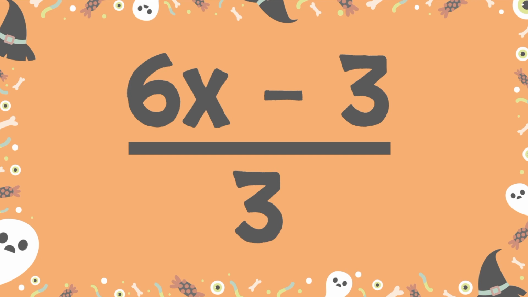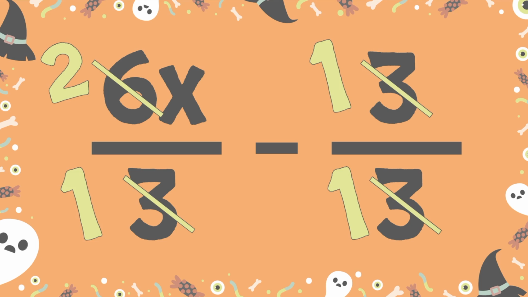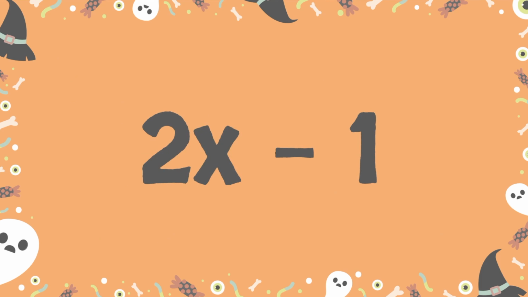In this example, 6x minus 3 is being divided by 3. First, you'll want to separate the one fraction into two fractions, 6x over 3 and 3 over 3. From here, you can see that both of these fractions can be simplified. After simplifying, the answer will be 2x minus 1.